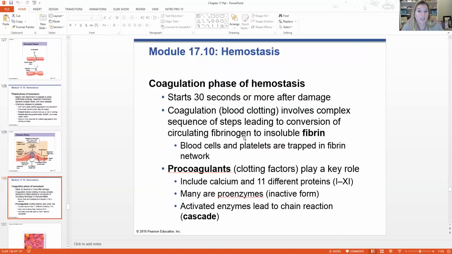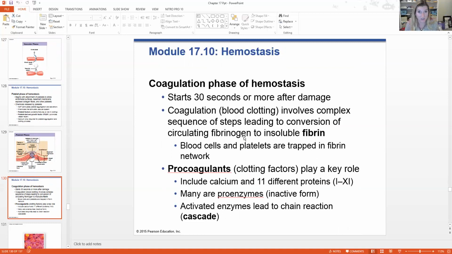Now we have our coagulation phase. This is going to start, again, 30 seconds or more after damage. This is a very, very quick process, right? Your blood doesn't want to be leaking out everywhere. So this process is basically a chain reaction that ends with the conversion of fibrinogen. Fibrinogen is a plasma protein. It's floating around your blood right now. But this coagulation phase ends with the conversion of that fibrinogen to fibrin.